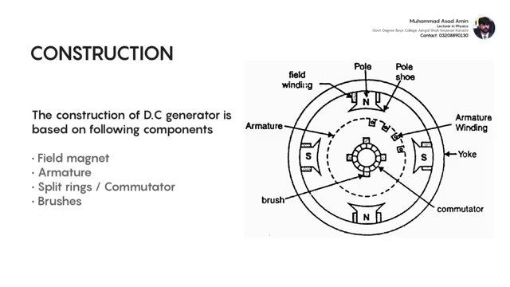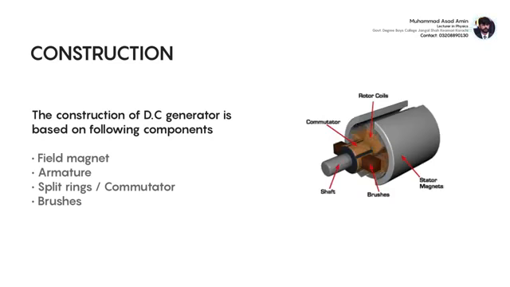Construction. The construction of DC generator is based on the following components: field magnet, armature, split rings or commutator, and carbon brushes. Now I will discuss with you one by one the components of DC generator.